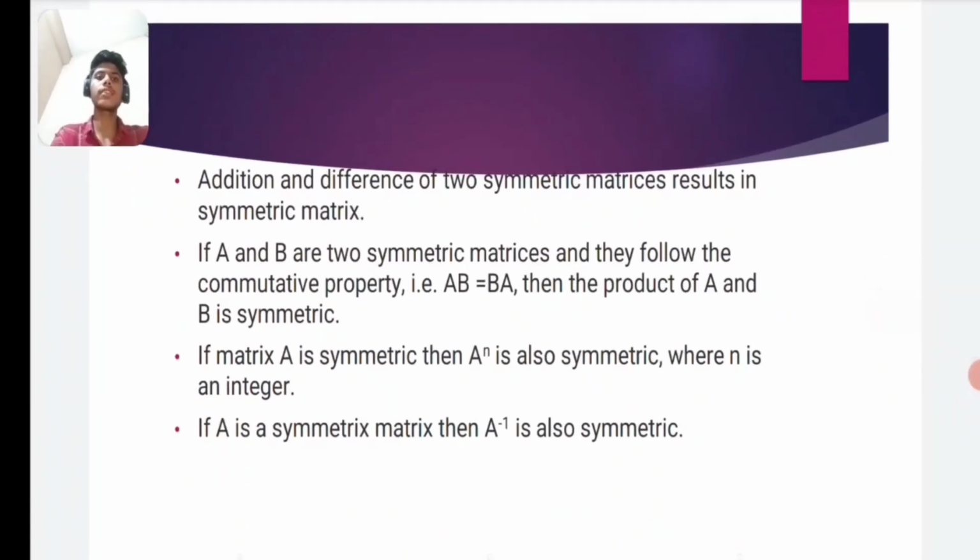Addition and difference of two symmetric matrices result in a symmetric matrix. If A and B are two symmetric matrices and they follow the commutative property, that is, A into B is equal to B into A, then the product of A and B is symmetric. If matrix A is symmetric, then A power n is also symmetric, where n is an integer. If A is a symmetric matrix, then A inverse is also symmetric.